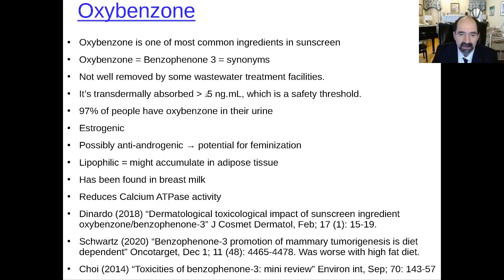It is estrogenic, and it has what is thought to be anti-androgenic effects. It's lipophilic like other estrogens, so that it can be absorbed transdermally, and it can accumulate in one's fat tissue. So the point being is, if somebody's repeatedly applying this to their skin or in contact with this chemical, it can accumulate over time into higher amounts. It has been found in human breast milk. It obviously is found in human urine. And it's been shown to reduce the activity of the calcium ATPase enzyme. We'll talk more about all that in just a moment. There's some references here below.